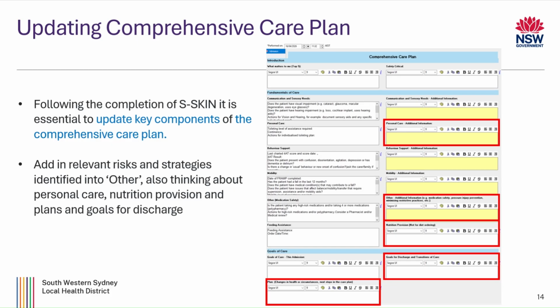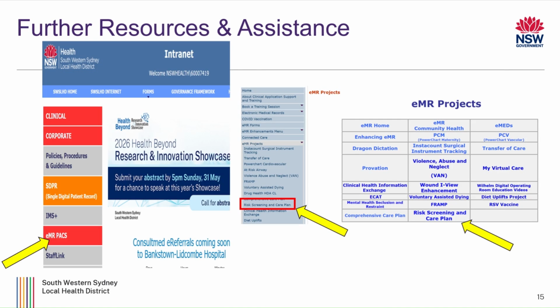Following the completion of SSKIN, it is essential to update key components of the comprehensive care plan, adding in relevant risks and strategies identified into other, LASO, thinking about personal care, nutrition provision, and plans and goals for discharge. Resources can be found on your district digital health intranet page, and if you require assistance you can speak to your CNE, wound champion, call statewide service desk, log a SARA ticket for clinical support and training assistance or contact your local informatics.